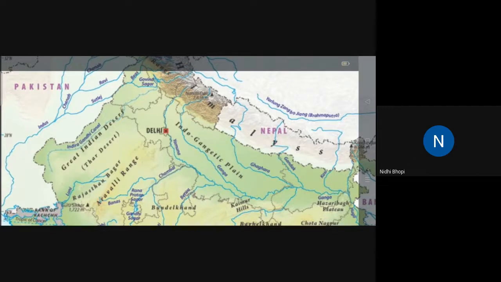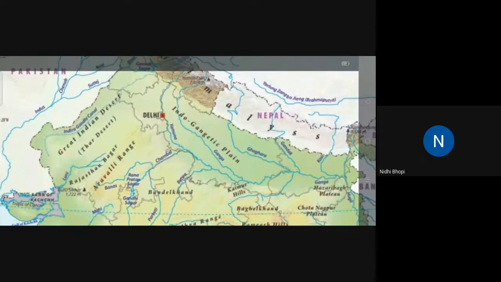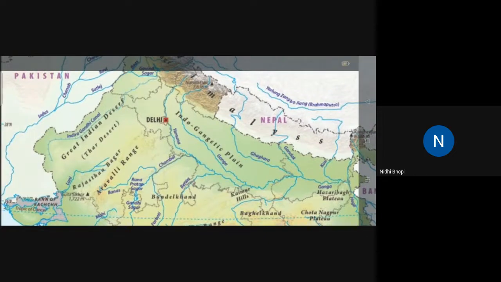The entire part of Rajasthan and parts of Gujarat, it is a desert region. So Rajasthan Bagar is given, Aravalli range is given. All these, beyond that Aravalli range, it is a desert region.